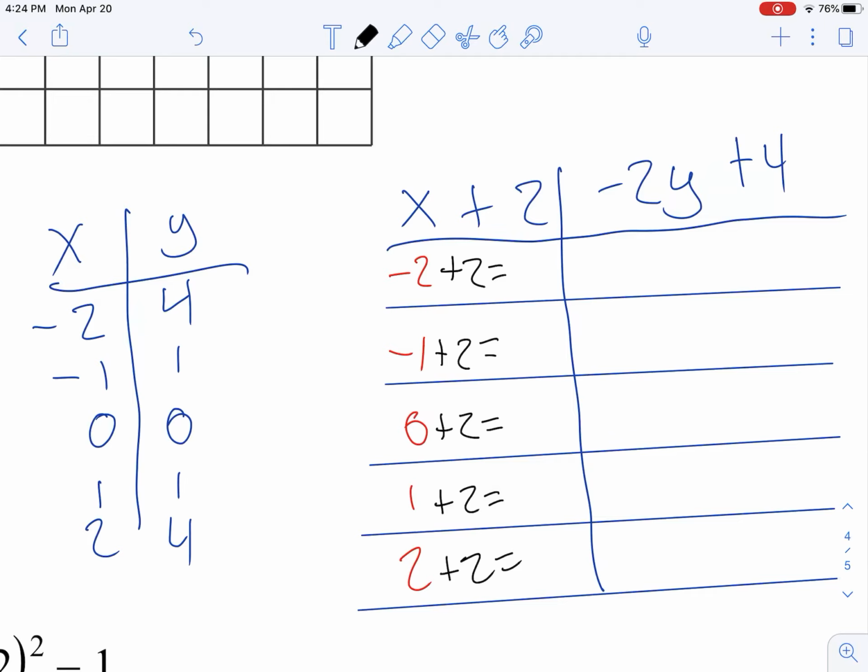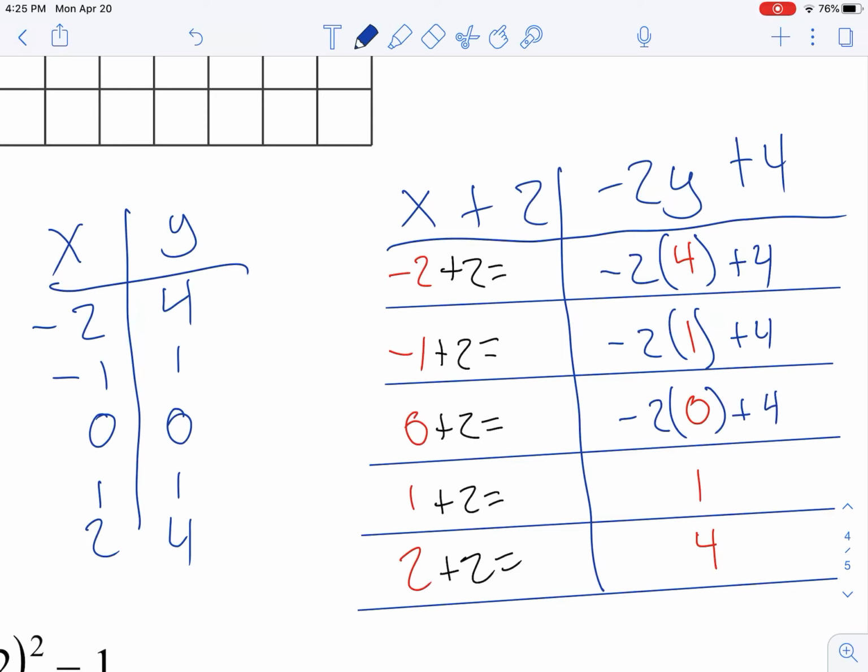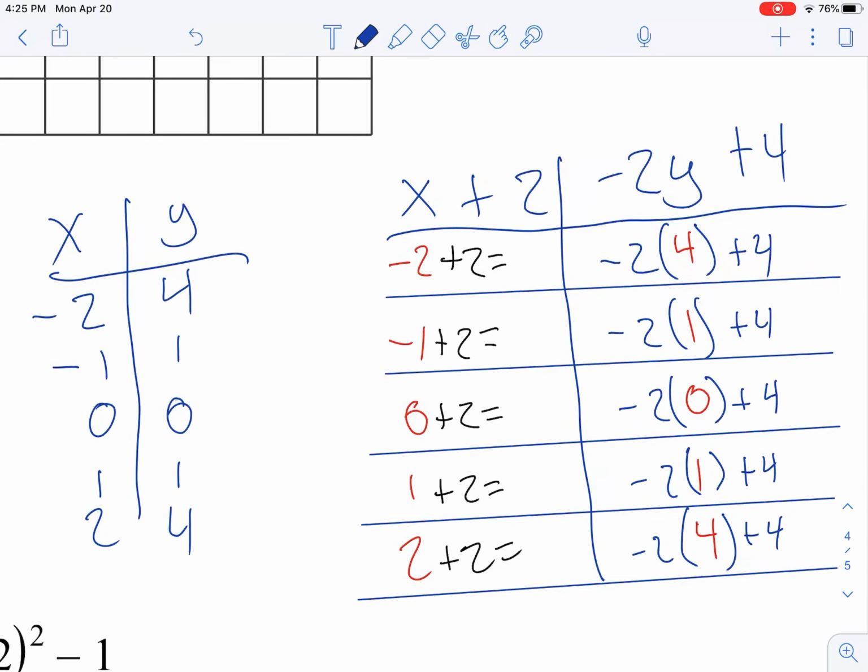My y values, it's going to be a little bit more work, but it's not too bad. My y values are 4, 1, 0, 1, and 4. And I'm building out the rest of this. It's being multiplied by -2, and then we're adding 4. It's a lot of writing. It's a little more mathy, but the math itself isn't quite difficult. It's just kind of a lot going on. So let's think about this.